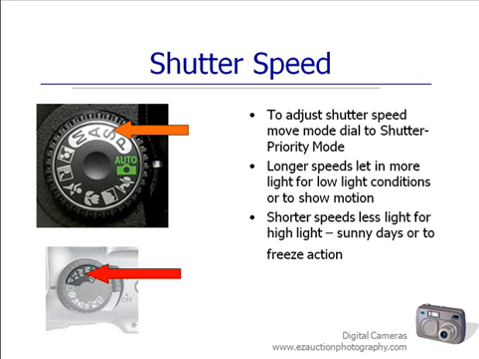So a longer shutter speed lets in more light for low light situations, but it also can show motion. So if you've got a shutter speed, let's say of a 30th of a second, 15th of a second, 1 whole second, 5 seconds, it can show blurriness, which can make motion appear in your image. Shorter shutter speeds, like 1,000th of a second, 500th of a second, can freeze action.